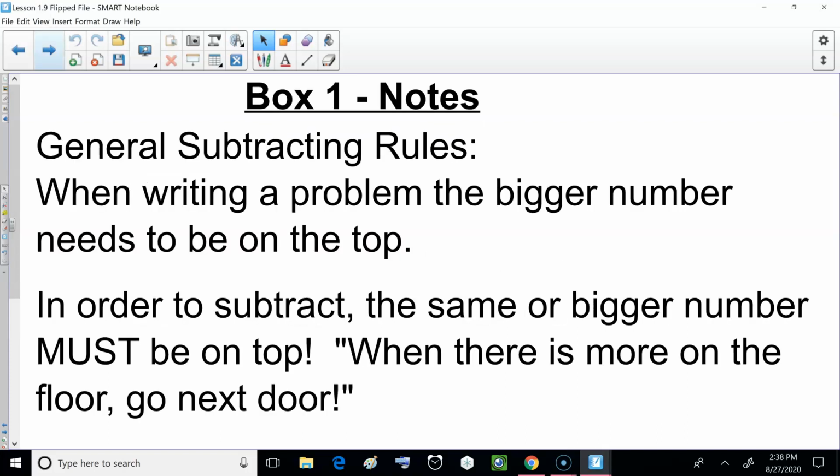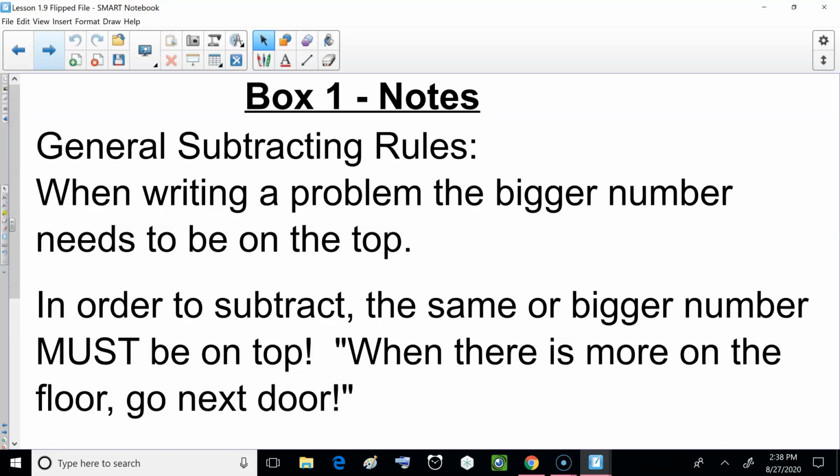So take out your notebook and a pencil and write down the day's date and these notes to help us out. Some general subtracting rules: when writing a problem, the bigger number needs to be on top. When we're subtracting something from another number, the bigger number needs to be on top. In order to subtract, the same or bigger number must be on top of the place value.